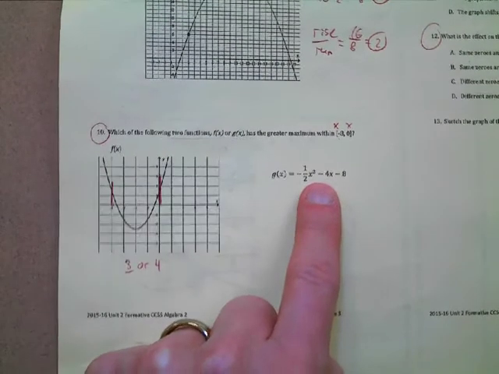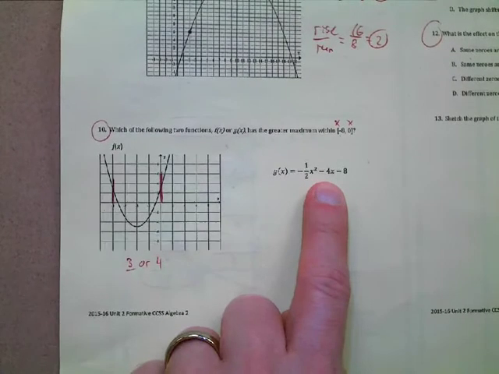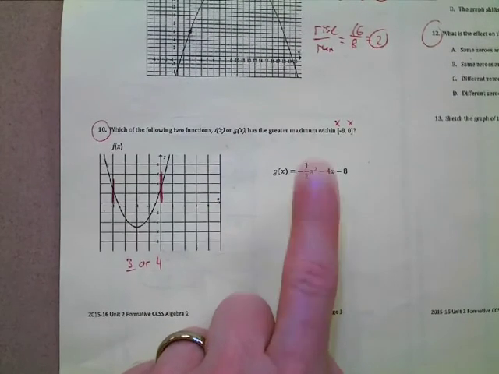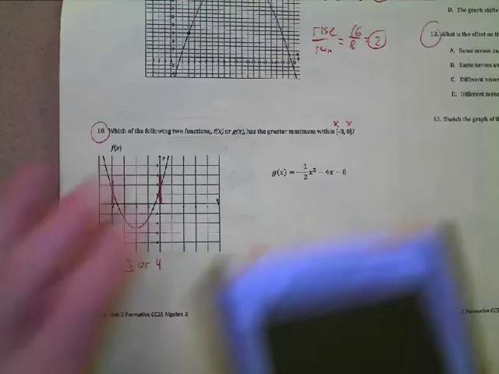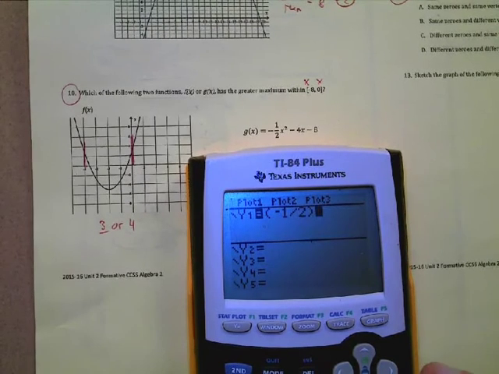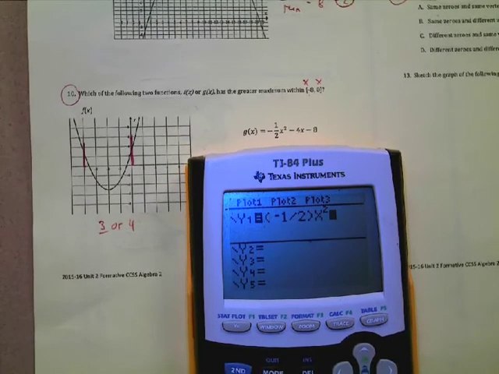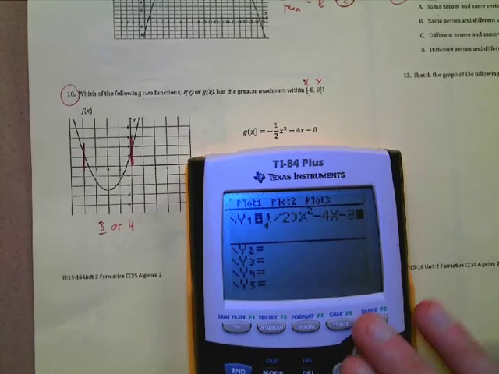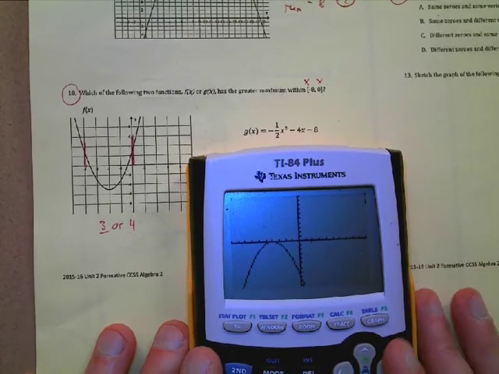Now, how can we quickly see a graph of this? Yeah, just graph it, guys. Use your graphing calculators. Okay, so -1/2. Make sure you always put fractions in parentheses. X squared minus 4x minus 8. Okay, we graph it. Go back to the normal viewing window there.